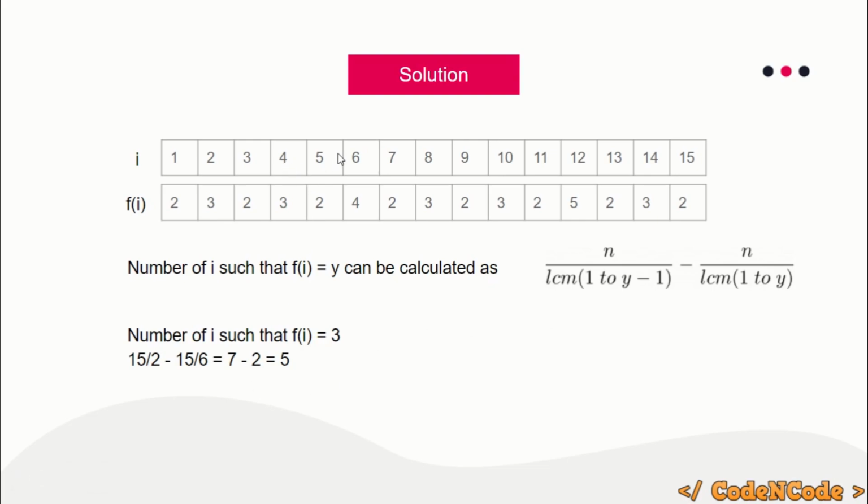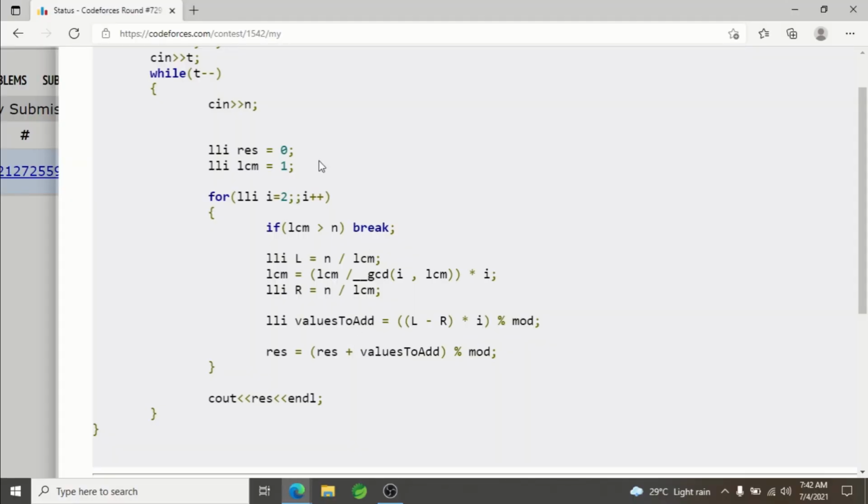So this is also divisible by 3, 6 is also divisible by 3, so we will subtract this. 12 is also divisible by 3, we will subtract this. So this would come out 2, so we are subtracting 2, so we are getting 5. So there are 5 integers such that their f of i is equal to 3. So how will it contribute to the solution? 5 times 3, right? If I show you the solution, here it is.